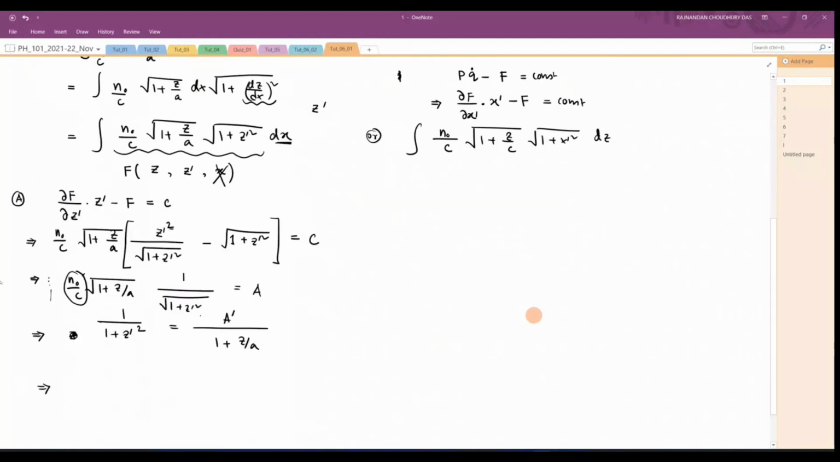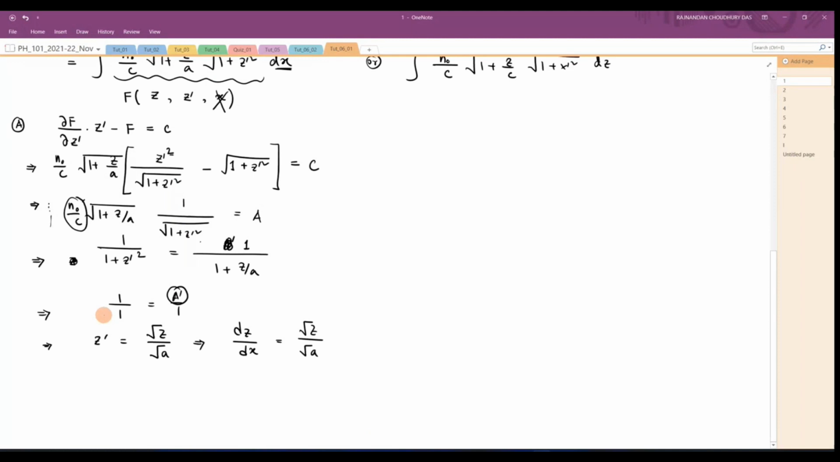So from here we can get 1 by 1 is equal to a prime by 1. That means a prime was my 1. So let me write this a prime to be equal to 1. Now it becomes simple. My z prime will become root over of z by root over of a. From here dz by, are you guys with me? Yes.